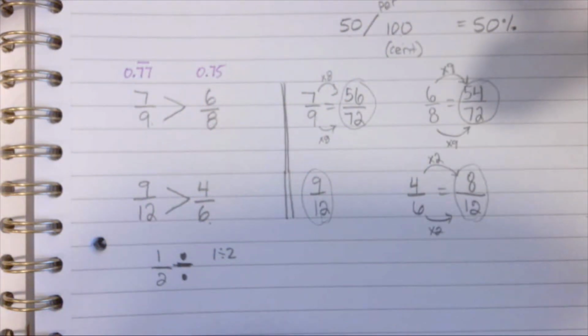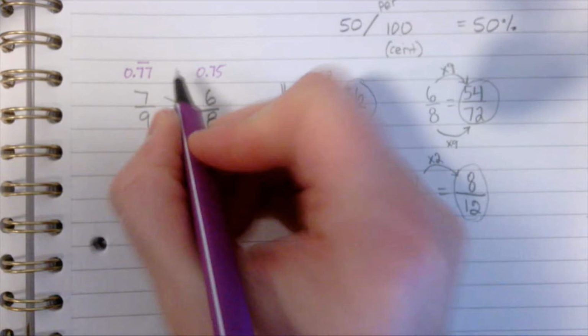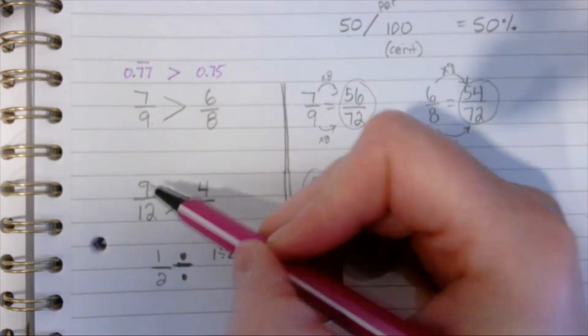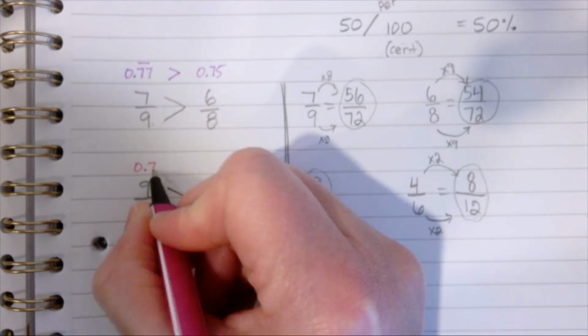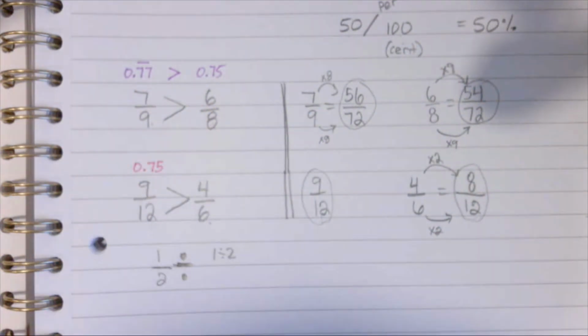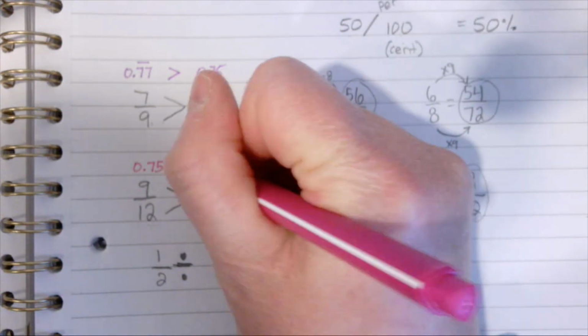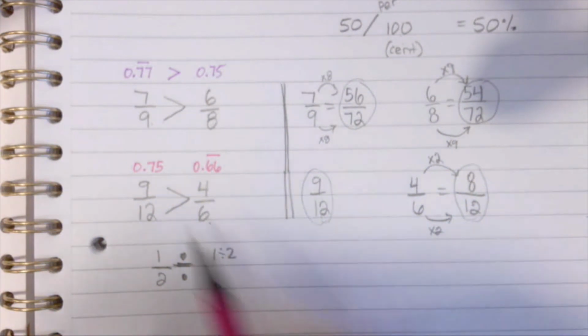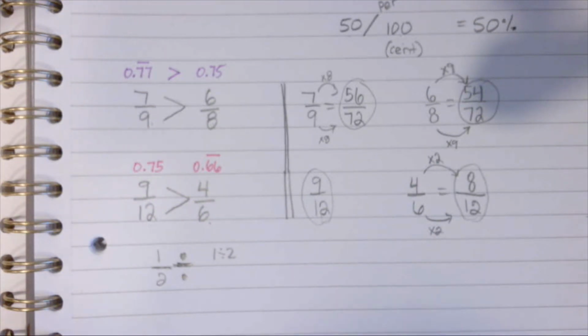And if I did 6 divided by 8 on my calculator, I get 0.75, which also continues to make that statement true. If I want to test it one more time with 9 out of 12, if I put on my calculator 9 divided by 12, oh, look at that. I get 75% again, or sorry, 75 hundredths. And if I put 4 divided by 6, I get 0.66 repeated, which again makes this statement true. So that's just another way to show your work.